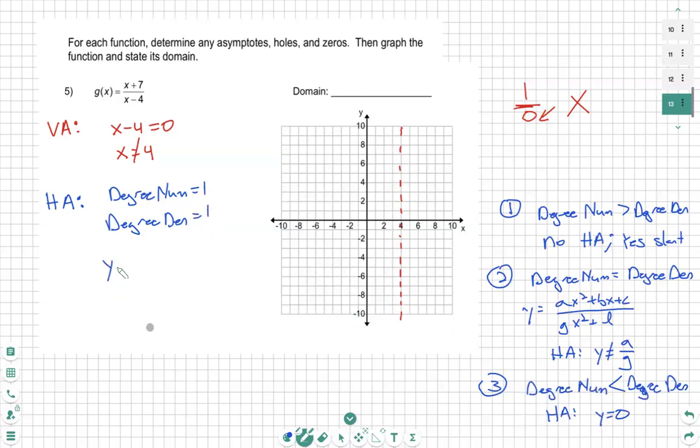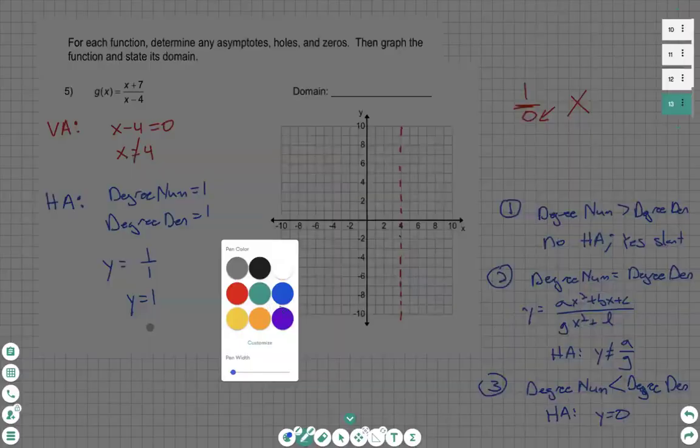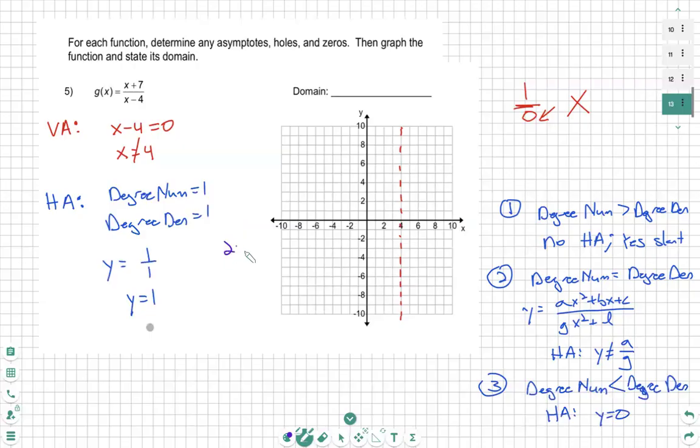So what we're going to do is take the coefficients of what we have in front of the x. Now, good for us, we just have a 1 in front of both x's. So our HA is going to be y equals 1 over 1, or just y equals 1. Now, just so you know, if this said 2x minus 4 instead, then the HA would be 1 over 2, the coefficient. I just want to point that out so it's not confusing. Okay, so we have our HA, and we'll go ahead and draw a dotted line where y equals 1, because y cannot equal that value.